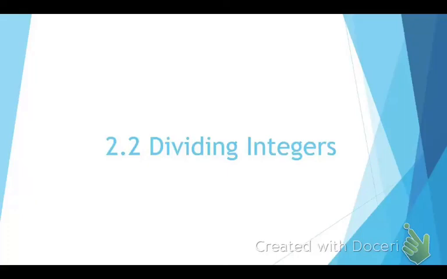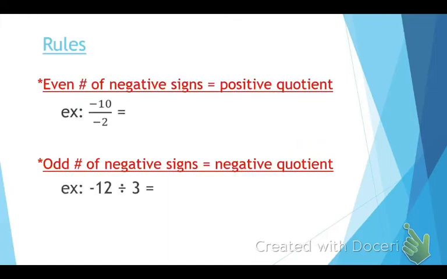And today we're going to be starting 2.2, which is about dividing integers. Pull out your red pens for me, and I want you to go ahead and fill in these next 4 blanks that you see there. The rules that we have today for dividing integers are the same exact rules that we've had for multiplying integers that we've talked about the last couple days in class. If you have an even number of negative signs, your answer will always be positive. If you have an odd number of negative signs, your answer will always be negative.